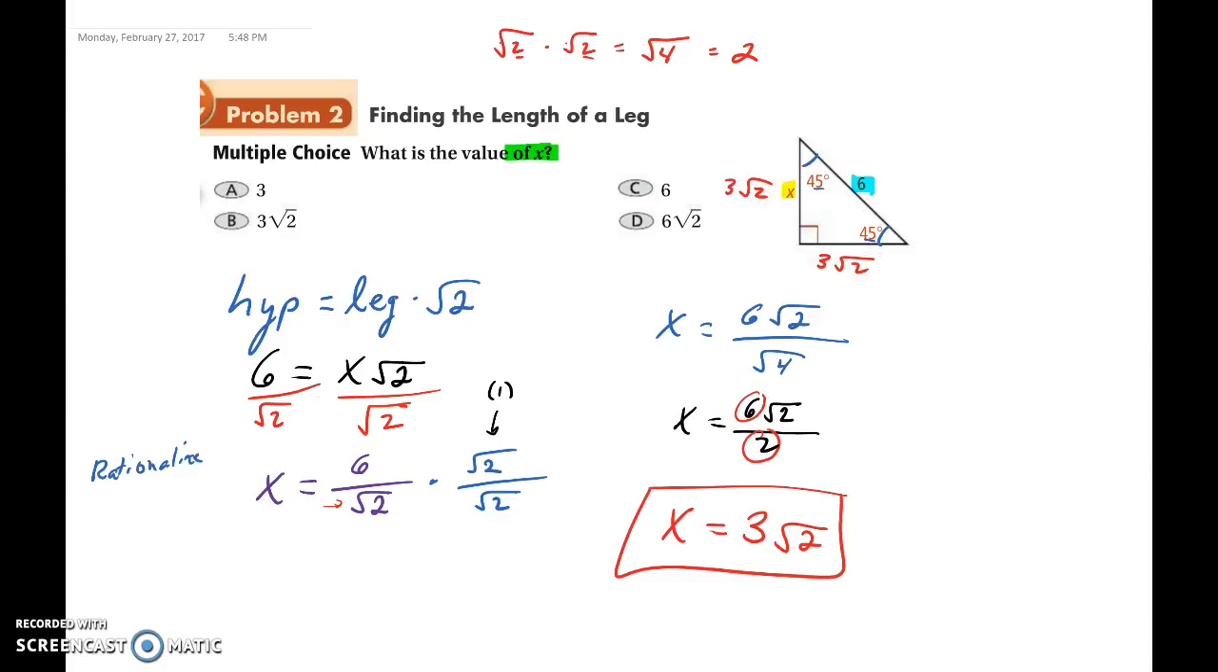All right, and that is it for this video. There's no more examples that we're going to do. And this just makes it a little bit easier and quicker to solve for this than what we would have had to have done before. So this video was all about the 45, 45, 90 triangle, and then the next one's going to be about the 30, 60, 90 triangle.